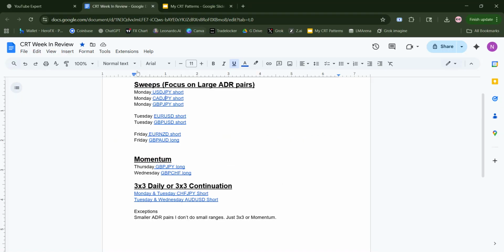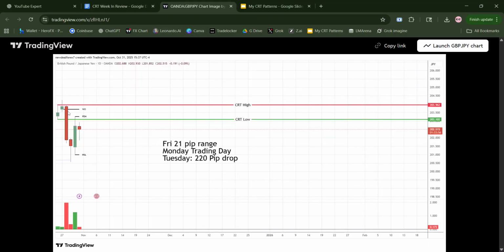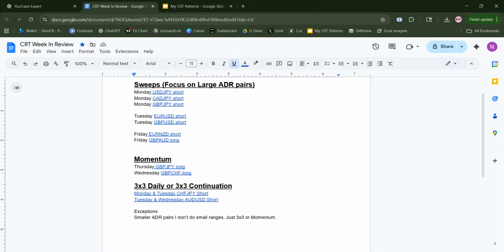So that was that. Pound yen on Monday did the same thing. 21 pip body on Friday. Monday was also a tight day. And then Tuesday, straight drop, 220 pips. Amazing. And then price retraced a little bit. But again, it swept the high. Anybody who went short here got paid handsomely. So that was Monday.